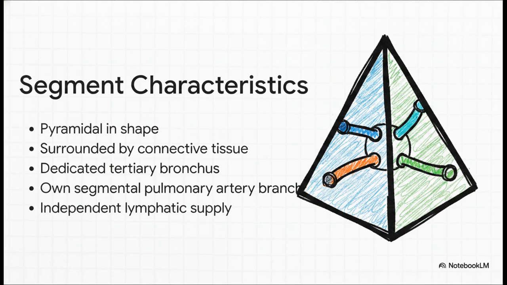Inside those walls, it has its own dedicated air conditioning, which is that tertiary bronchus we just talked about. But get this, it also has its own dedicated blood supply. A specific branch of the pulmonary artery dives right into each segment, alongside the bronchus, bringing in deoxygenated blood. It even has its own independent lymphatic and nerve supply, the whole shebang.